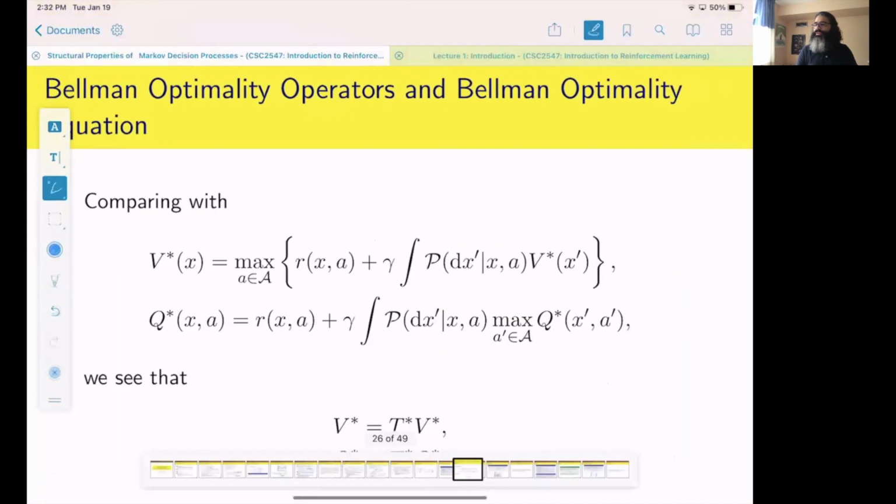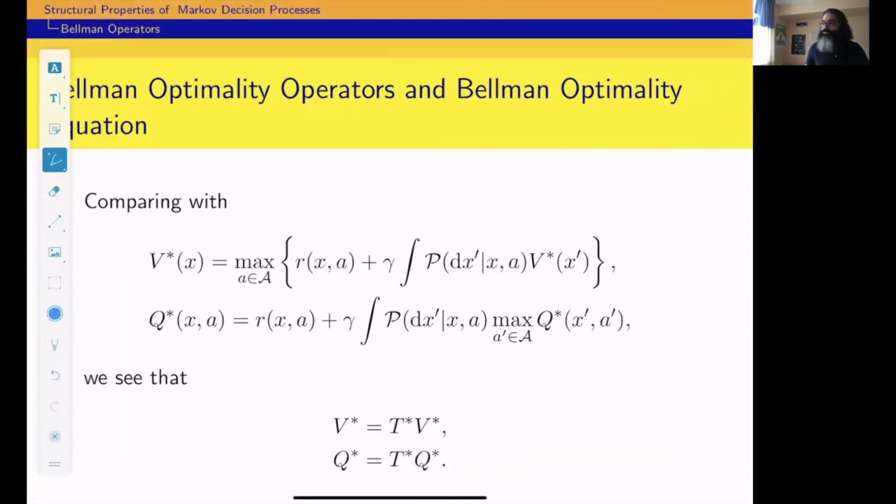Okay, so I guess this comparison should be clear. If we compare them with the Bellman optimality equation, we get that the optimal value function would satisfy these equations. So V star is equal to T star V star, and Q star is equal to T star Q star. Again, we haven't proven that there exists such a solution, but assuming it exists, we can write it compactly in this form.